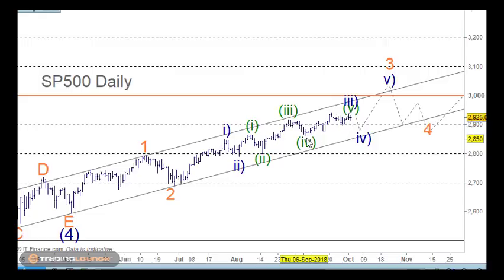We've still got a little bit to go here. We're looking for 5 waves in this structure here, which would be 1 and 2 and 3 and 4, and then up for 5 here. So a little bit higher.